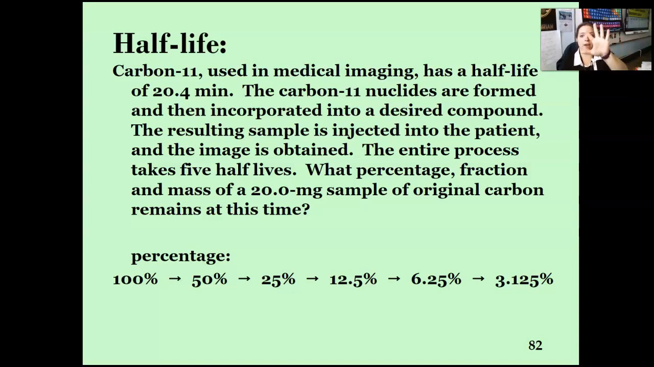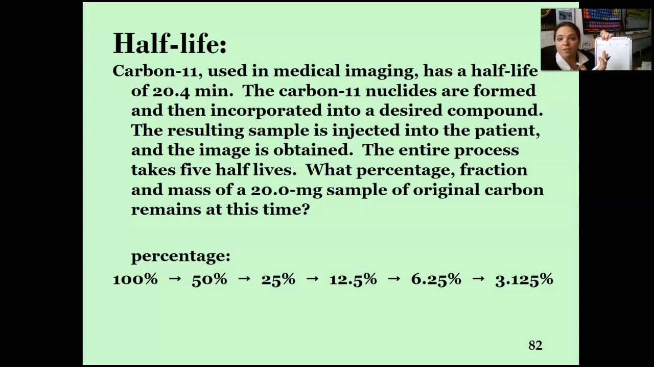So I know it's 5 half-lives. Here's the deal with half-lives. Half-lives are arrows. Anytime you see an arrow here, an arrow means half-life. So we're going to start looking at percentage. You always start with 100% unless it says otherwise. I'm going to put my 100 right there, and then I'm going to put 5 arrows. 1, 2, 3, 4, 5.